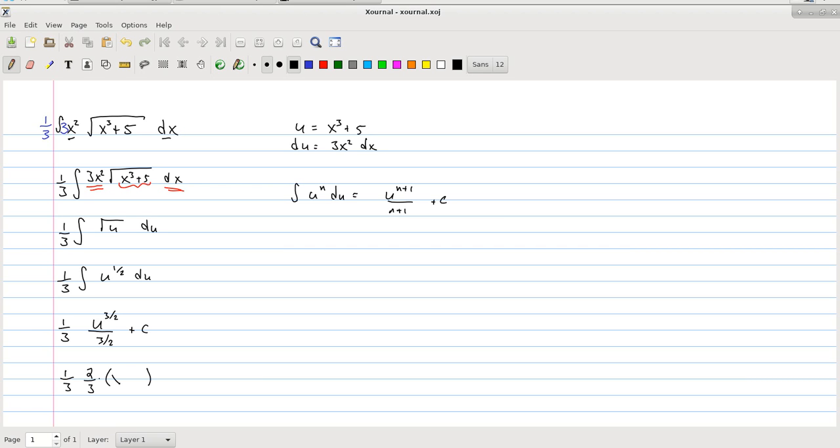U, we're going to replace with x cubed plus 5. And we're going to keep the exponent of 3/2 plus c. We can go one more step and simplify by multiplying the fractions together. So this gives us 2/9 times x cubed plus 5 to the 3/2 plus c.